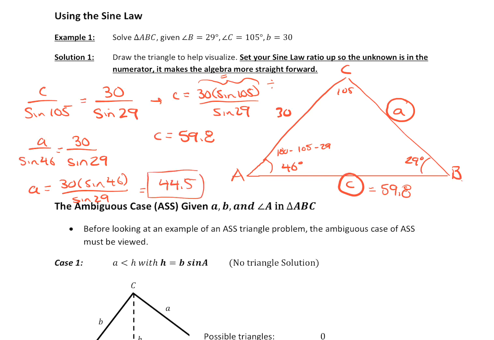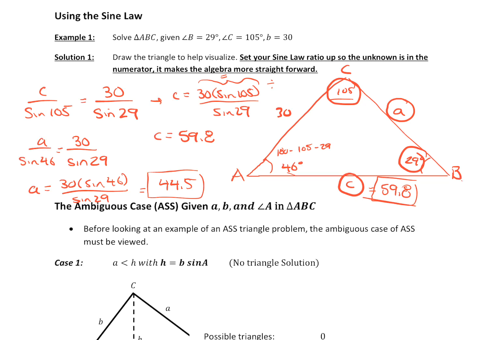Now, if you look at the numbers you got, 44.5 and 59.8, angle B is the smallest of the three angles, so its side should be the smallest. It is. Angle C is the largest, so its side should be the largest. It is. So that's your basic, straightforward use of the sine law.